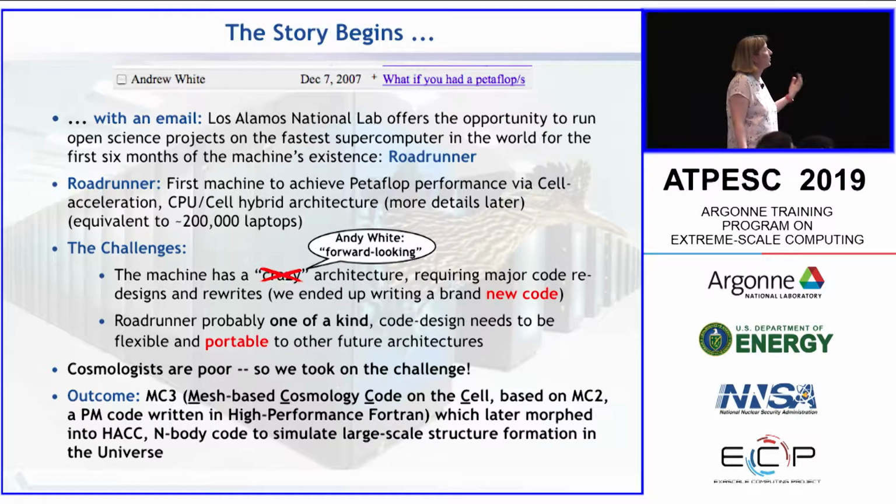And he was right, absolutely right. And the one thing was clear, it needed a major code rewrite or a new code overall. And as I said before, Roadrunner probably was one of a kind. So it was clear at that time already that the cell was probably not going to survive. So what you wanted to do was to put together a code that's actually portable for future architectures. You didn't want to write something and then throw it away because this machine had a finite lifetime.